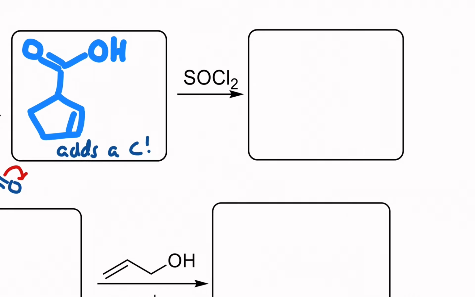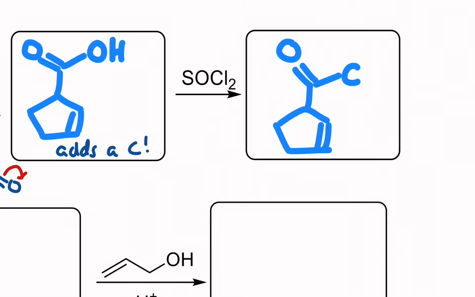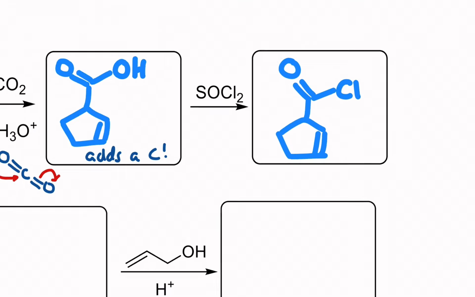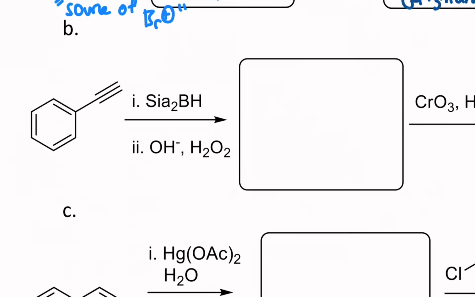And lastly, in this row, this is just chlorination, turning the OH into a Cl. It's actually the same reagent we used to turn alcohols into chlorides. It also works for carboxylic acids to make acid chlorides. Okay, let's see if we can get the second row.